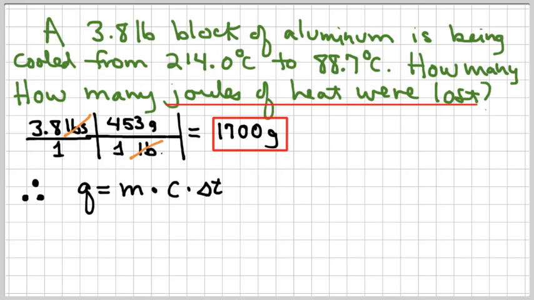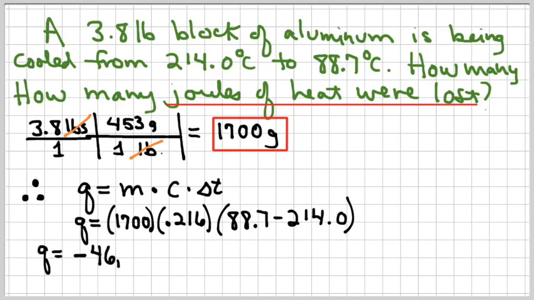So then I go back into my equation and I start plugging in the values that are known. I know the mass is 1,700 grams. I go to my heat table and I look up the specific heat of aluminum, 0.216, and I know to get the change in temperature I take T2 minus T1, which obviously is giving me a negative value, so my final answer is negative, in this case negative 46,000 calories. I know that this is an exothermic process. Heat is being released.